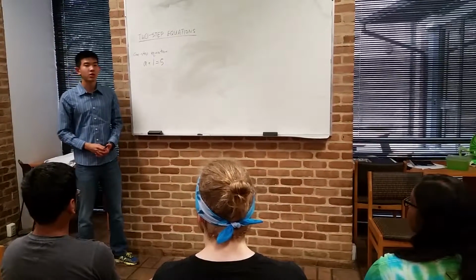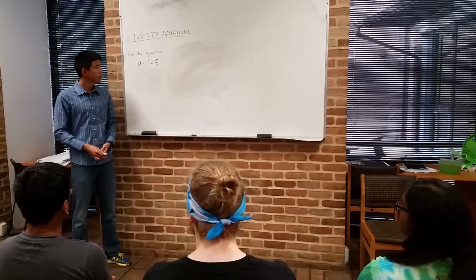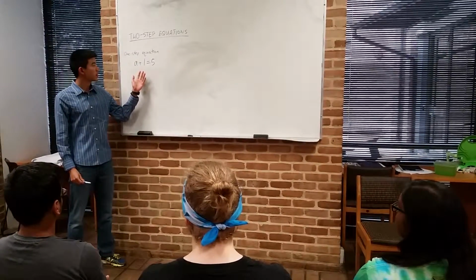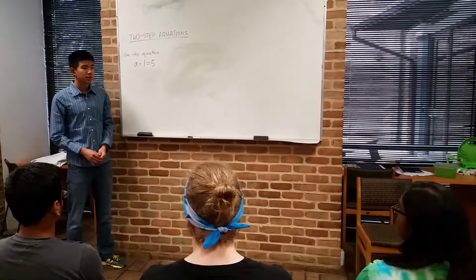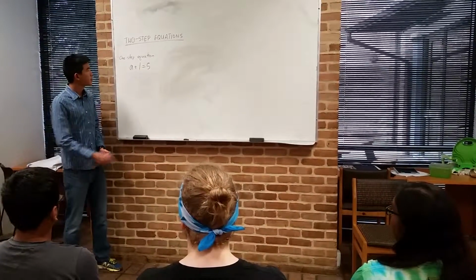Today we're going to be learning about solving two-step equations. But first, let's take a look at a one-step equation. This is a one-step equation, a plus 1 equals 5. Gita, can you tell me what the variable in this equation is? Is it a? That's correct.